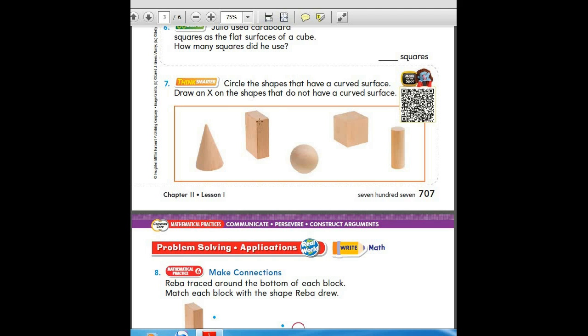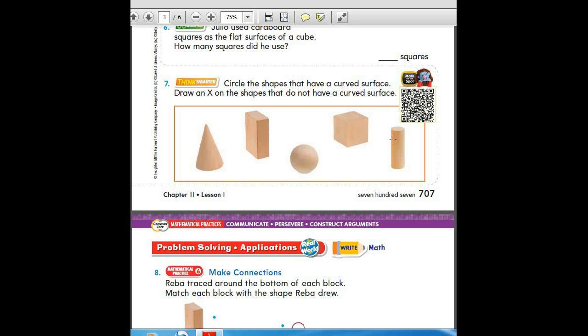Look at this one. It has any curved surface? Of course not. So make X. The third shape is called, yes, sphere, which looks like the ball, as we said. The sphere has any curved surfaces? Yes, of course. So make a circle. Number 4, which is cube. This cube has any curved surfaces? No. So I'll make X.